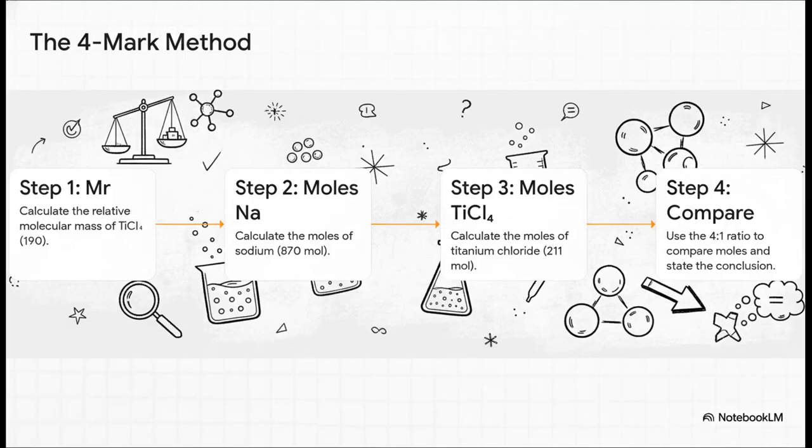So let's break down exactly how you earn those 4 marks. You get 1 mark just for calculating the Mr of TiCl4. You get a 2nd mark for working out the moles of sodium, and a 3rd for the moles of TiCl4. Then, that final crucial mark is for using the 4-to-1 ratio from the equation. You had 211 moles of TiCl4, which needs 844 moles of sodium. But since you actually have 870 moles, you've got more than enough. And that right there proves that TiCl4 is the limiting reactant.